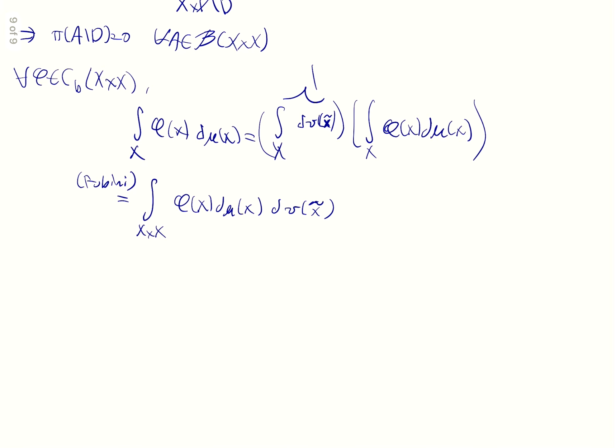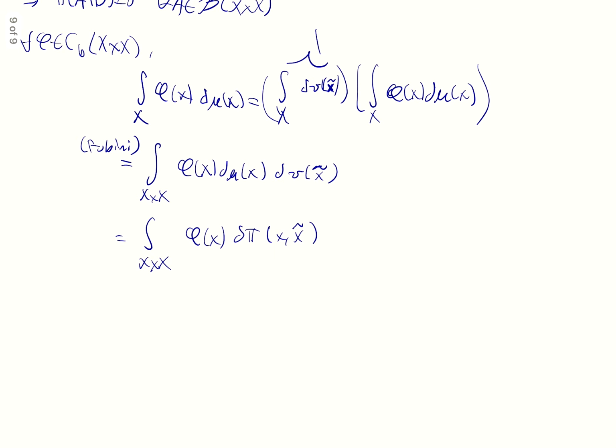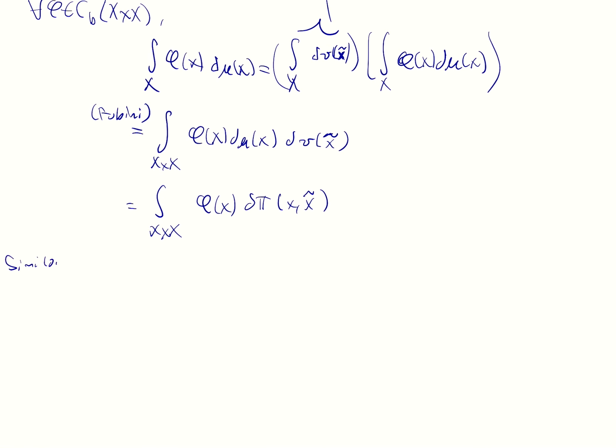But then this is just phi of x d pi of x, x tilde, because pi is a transport plan. And then similarly, the integral of phi of x tilde d nu of x tilde is also equal to phi of x tilde d pi of x and x tilde. That's the same, right, because these are just dummy variables.